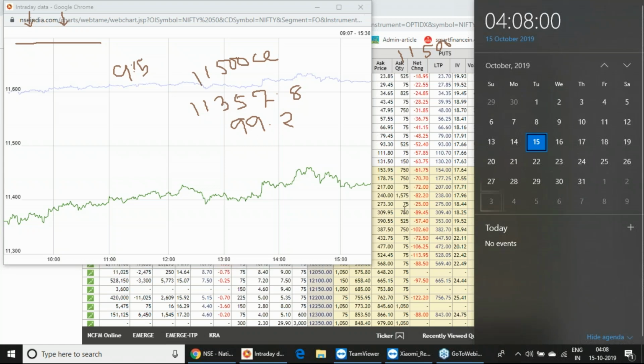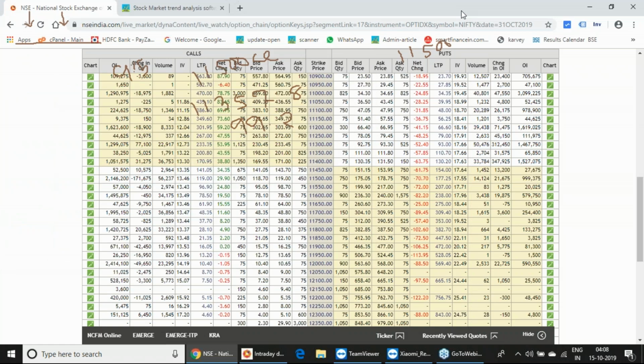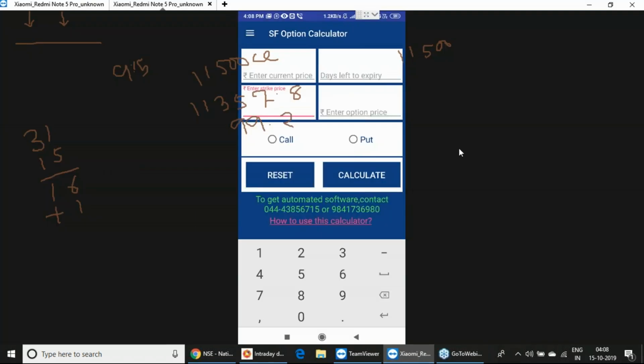So we have 31st minus 15 plus 1. So you can say here 17 days are left till expiry. This also you will be getting. 31st is the expiry, today we are in the 15th. So this is 17 calendar days left till expiry. Options take the calendar days.